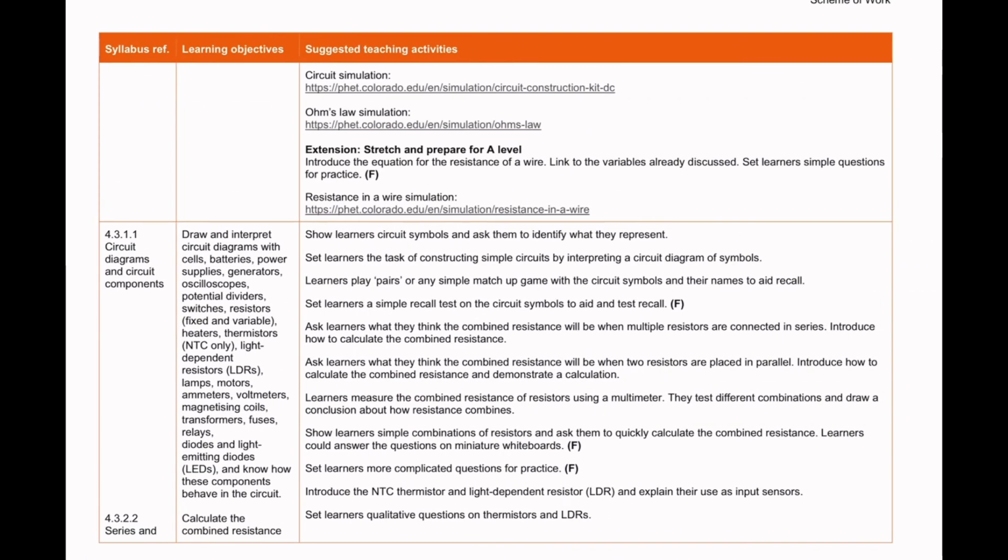Key concept 4.3.1.1: Circuit diagrams and circuit components. Learning objectives.